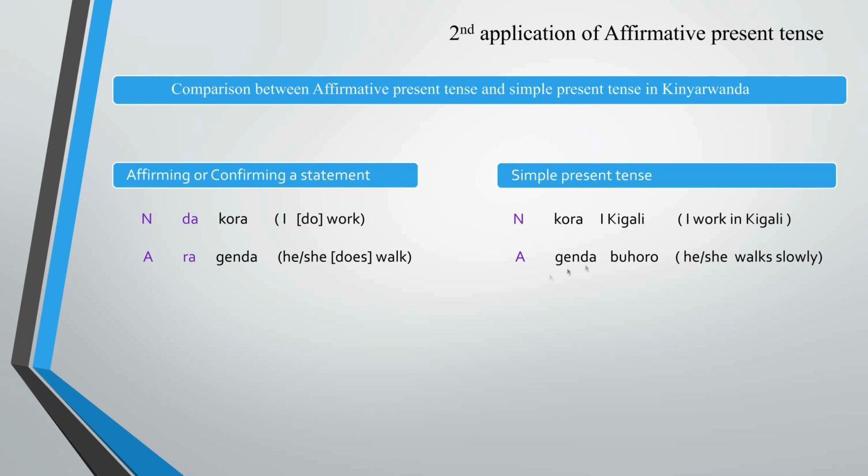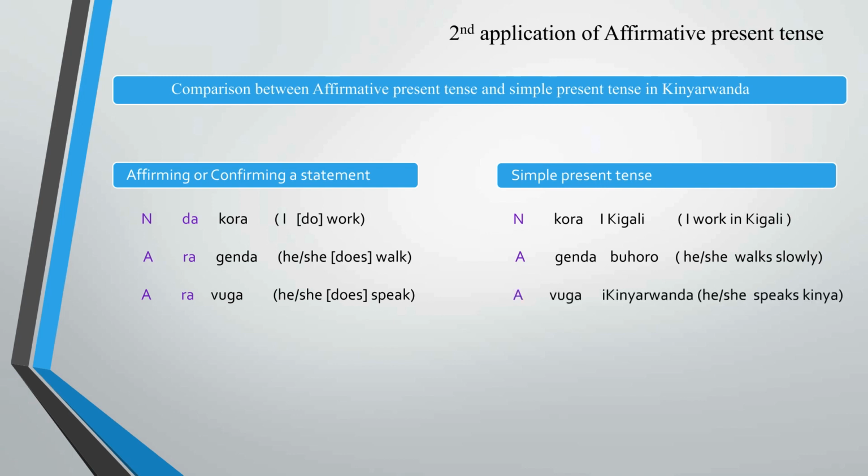Agenda buhoro. This is the simple present. She walks slowly. That is how she is regularly. But for example, here we are confirming that our child can walk. Can she walk? She can walk. Aragenda. Umwana wawe aragenda? Does your child walk? Yes, she does. Aravuga. For example, does your child speak? She can speak.